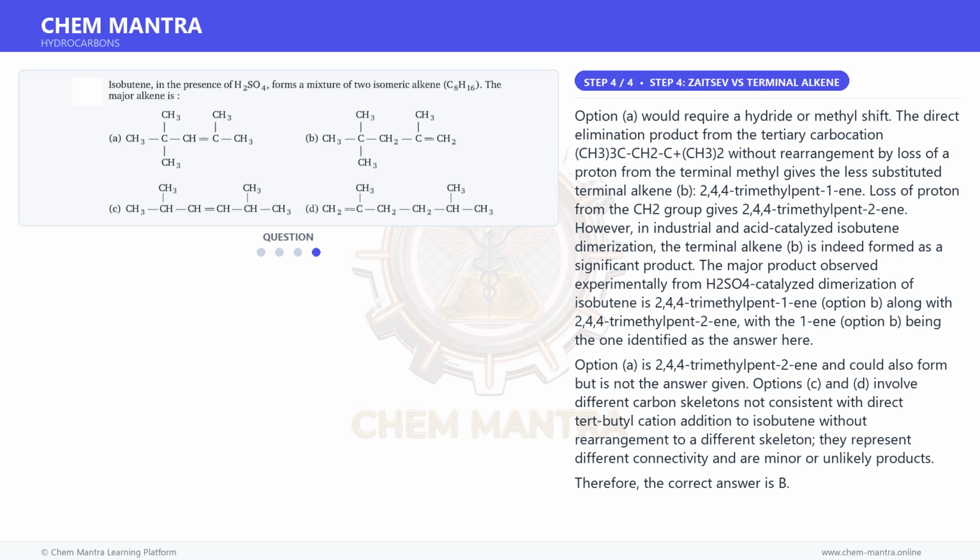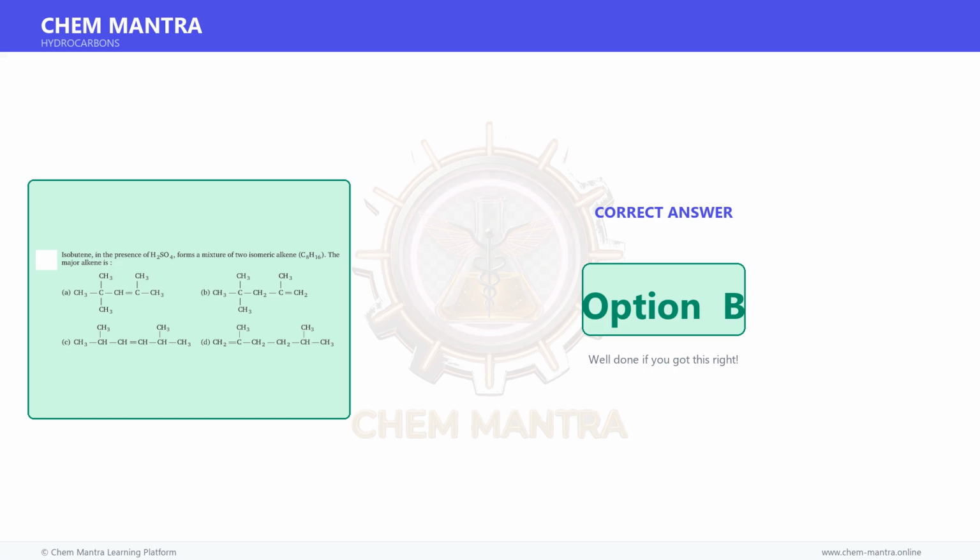Options C and D involve different carbon skeletons not consistent with direct tert-butyl cation addition to isobutene without rearrangement to a different skeleton. They represent different connectivity and are minor or unlikely products. Therefore, the correct answer is option B.